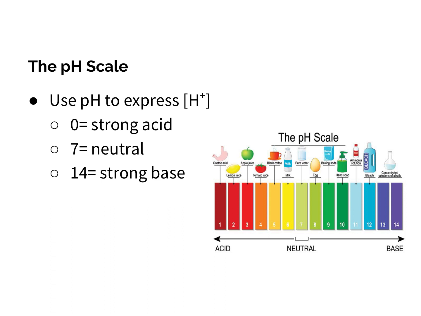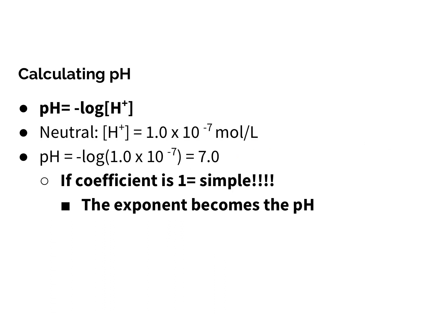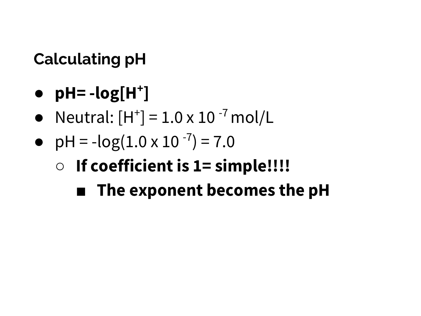So again, just a reminder, the scale goes from 0 to 14. Anywhere from 0 to right below 7 is an acid. 7 is neutral, and then anything higher than 7 to 14 is a base. So to calculate the pH, we just take the negative log of the concentration of the hydrogen ion.